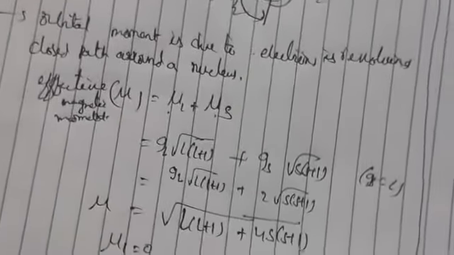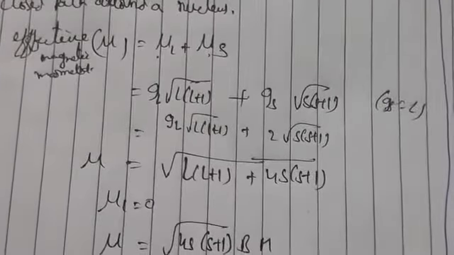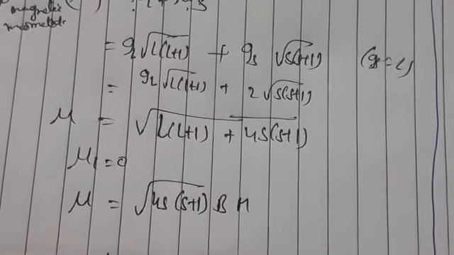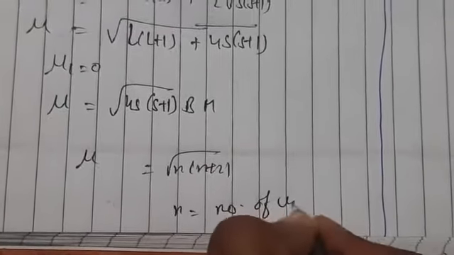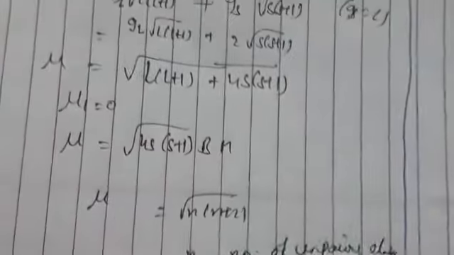When a rod of a paramagnetic substance is placed in a magnetic field, it will take a parallel position. Here we are getting mu is equal to root of n into n plus 2, where n indicates the number of unpaired electrons.